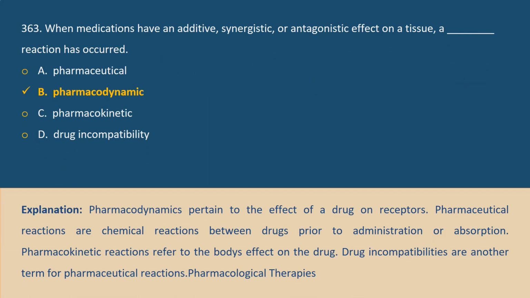Answer B. Explanation. Pharmacodynamics pertain to the effect of a drug on receptors. Pharmaceutical reactions are chemical reactions between drugs prior to administration or absorption. Pharmacokinetic reactions refer to the body's effect on the drug. Drug incompatibilities are another term for pharmaceutical reactions. Pharmacological therapies.